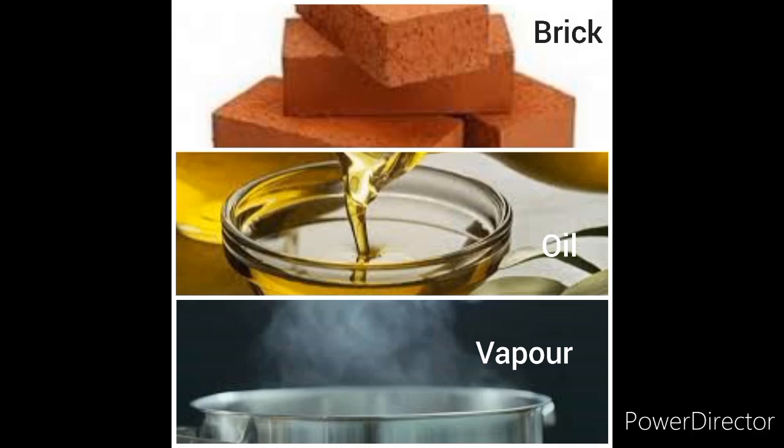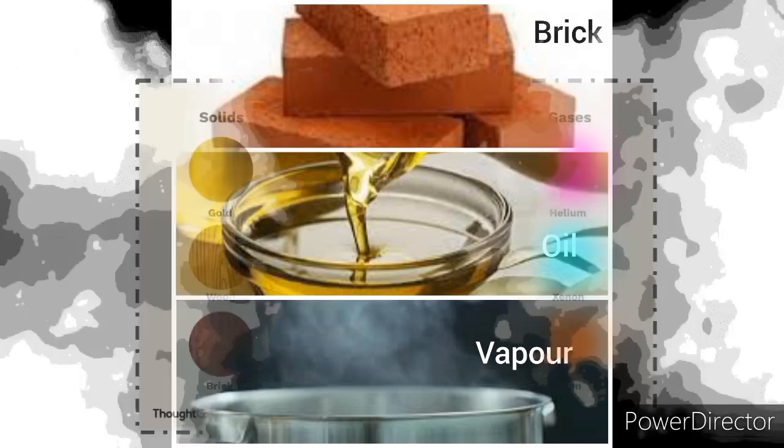Okay, so based on this nature of the objects, we can say brick is known as a solid object, oil is known as a liquid, and the water vapor is a gaseous thing. Okay, so we have three states of objects. So what are the three states of object we know? The solid, liquid, and gas. Okay, so these are the three states of any element.